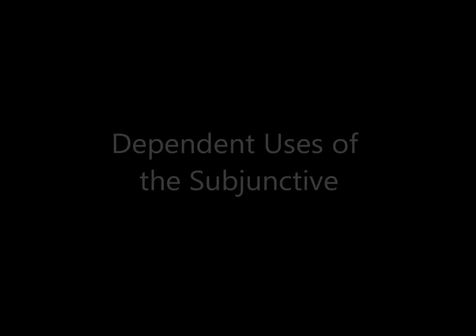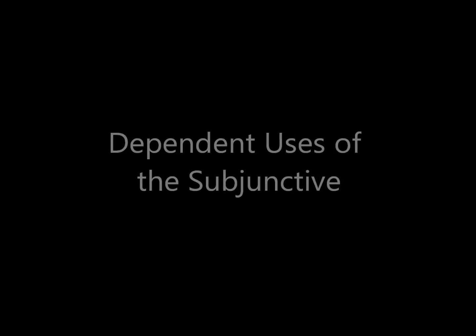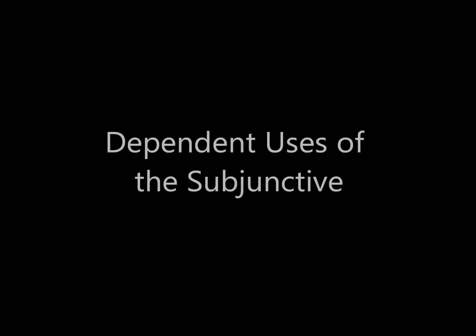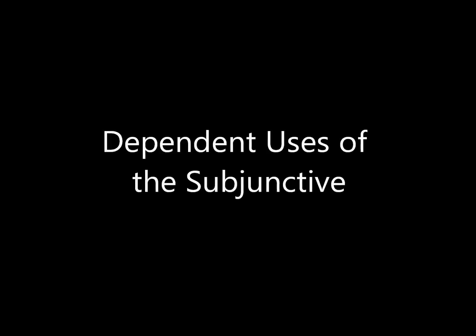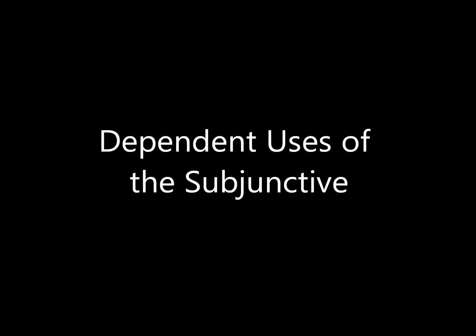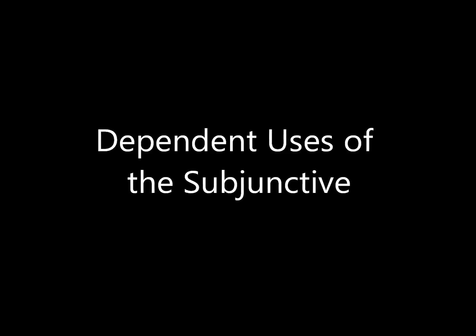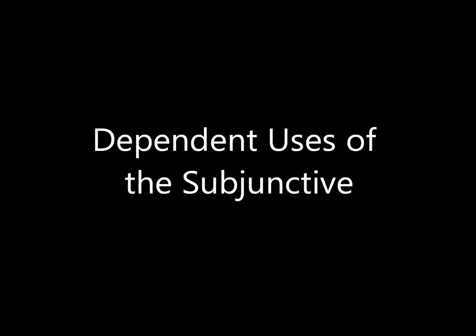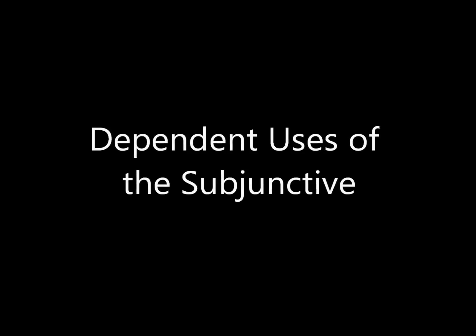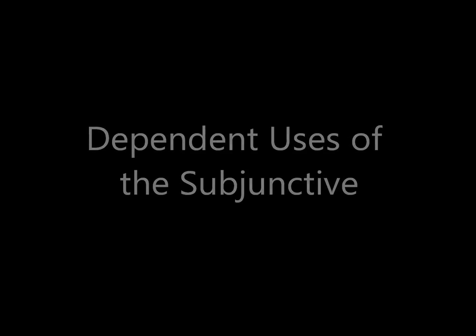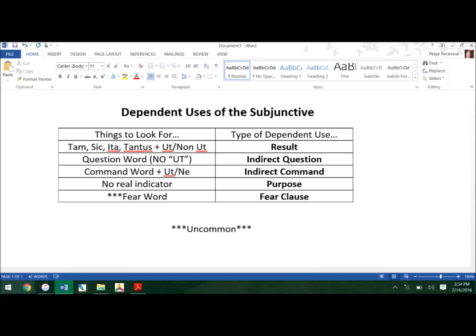Let's talk about the dependent uses of the subjunctive voice. This is to say that the clause is dependent on another part of the sentence to stand. It cannot stand on its own as its own sentence. That would be an independent use, which we'll talk about later. These dependent uses of the subjunctive are usually set up by an ut or a ne.